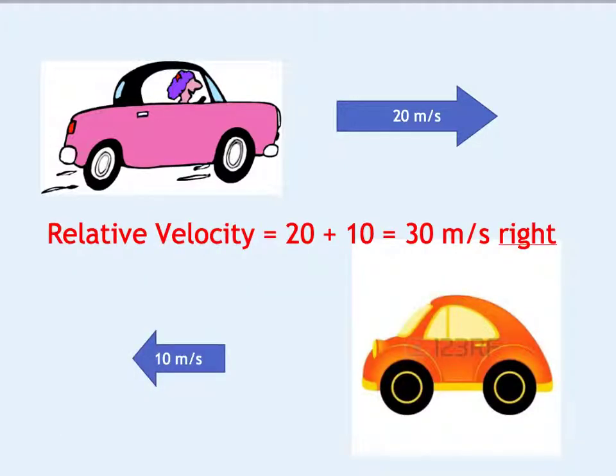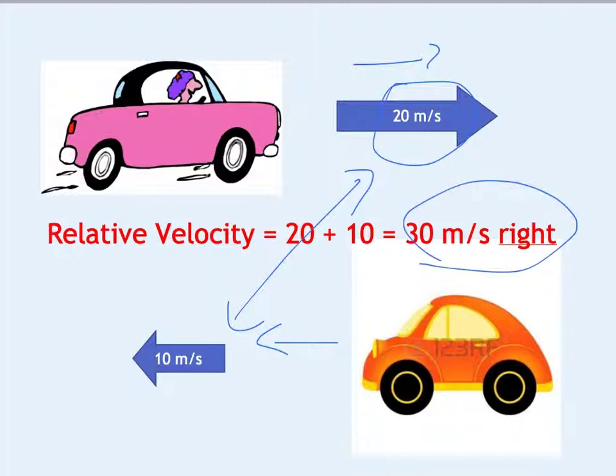So with this one, again, you're moving to the right at 20 meters per second, but this car is going in the opposite direction as you. This is going 10 meters per second to the left. So the difference between the two is 20 plus 10, because you've got 20 in one direction and 10 in the other. So you've got 30 meters per second to the right.